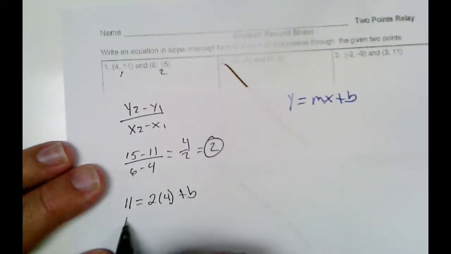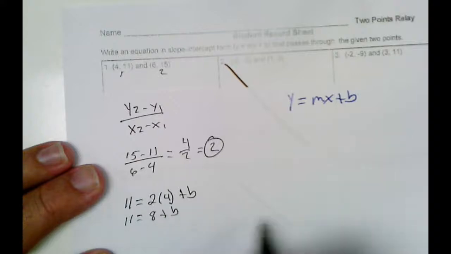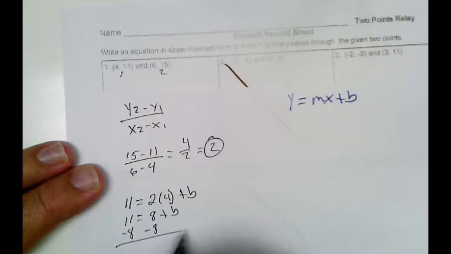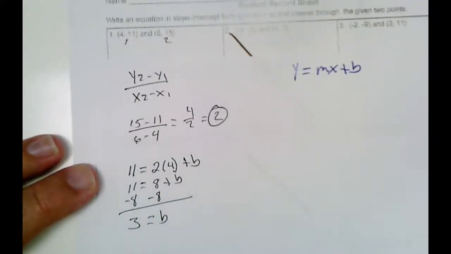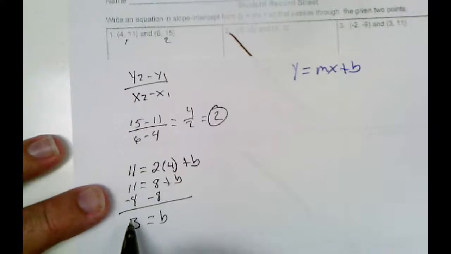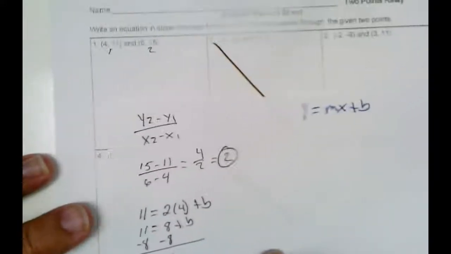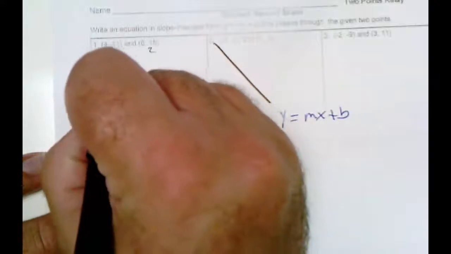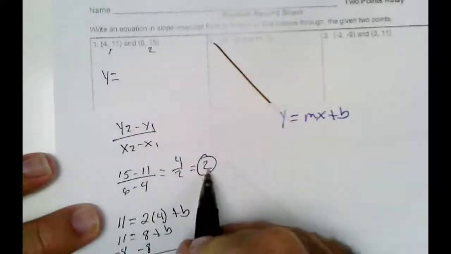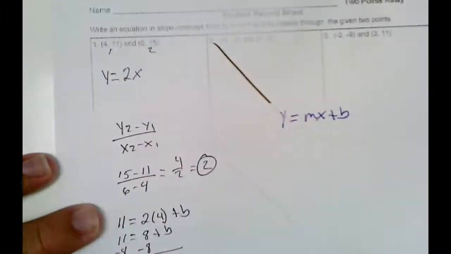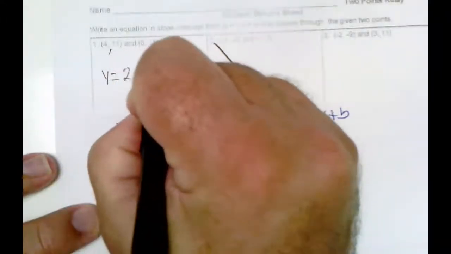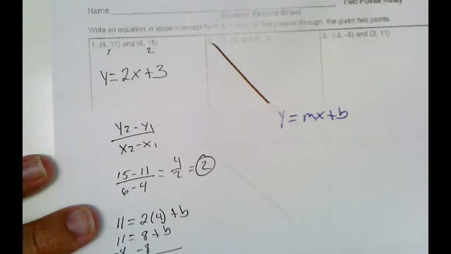Now I'm going to simplify this. 11 is equal to 8 plus b. Since this is a positive 8, I'm going to subtract 8. And I get b is equal to 3. So my y-intercept now is 3. So when I rewrite my equation in my box, I will get y is equal to, what's my slope? 2x. What's my y-intercept? Positive 3. All right, pretty simple.